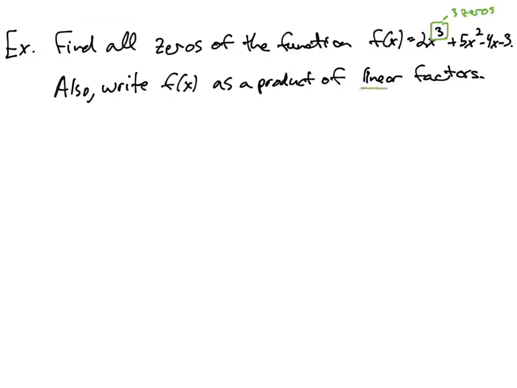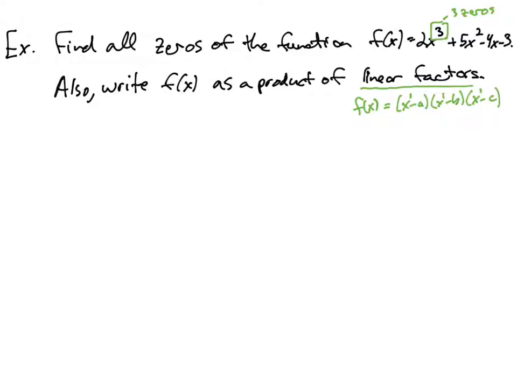When we talk about linear factors, what we want is to write the function in the form x minus a, x minus b, x minus c. Because there are 3 zeros, we're going to have 3 linear factors. And by linear factors, we just mean each of the x values is raised to the first power. We don't have any x squareds in the factorization.